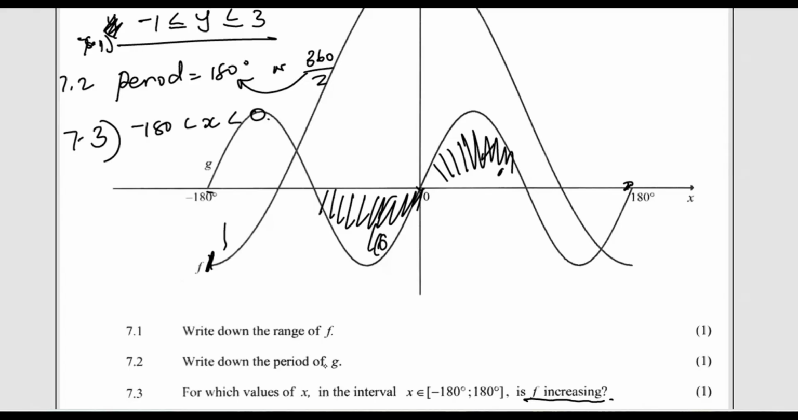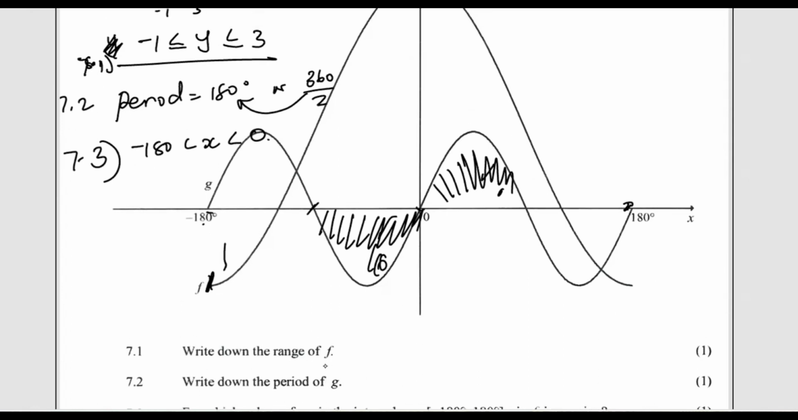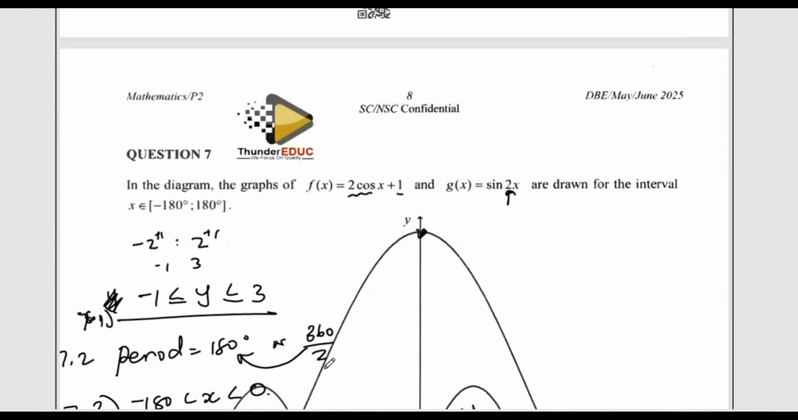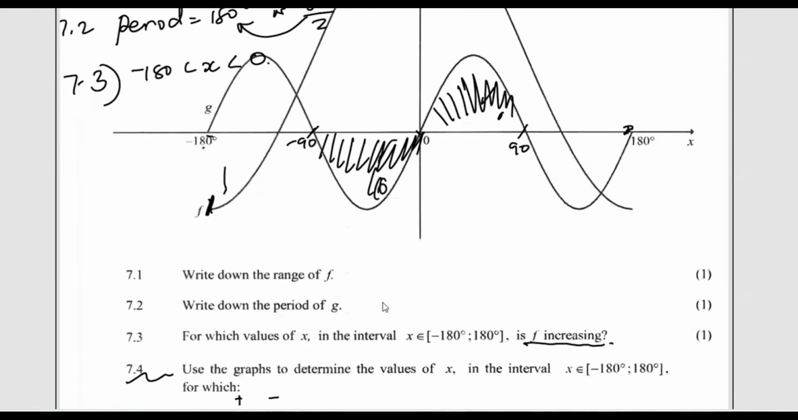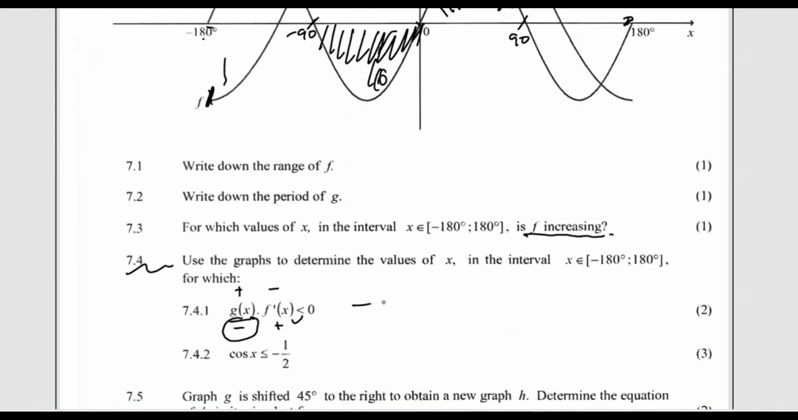But we know that if this is negative 180, this is the graph of g, which one is equivalent to 0, which is a 90. So this is going to be like a negative 90, and then this is going to be like a positive 90. So the answer for that is going to be negative 90 is less than x is less than positive 90. So that is how we would have answered that.